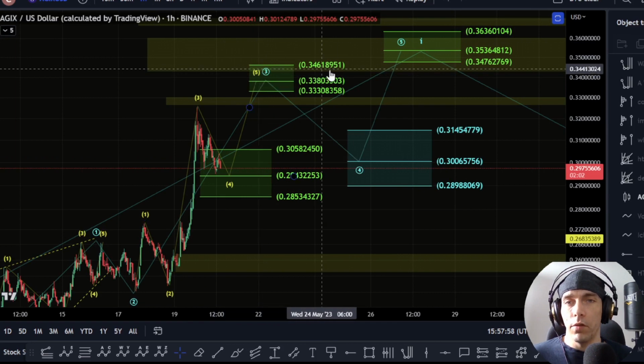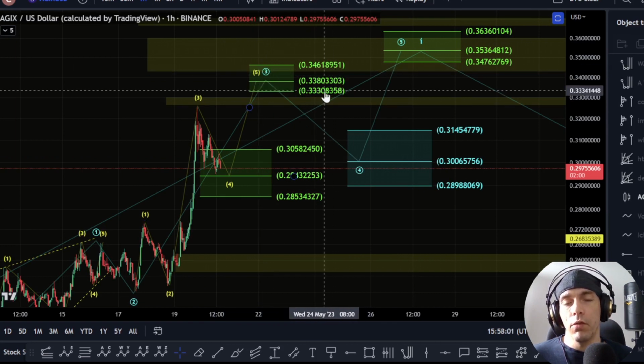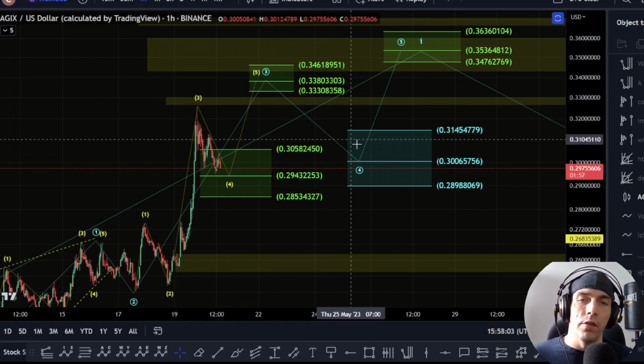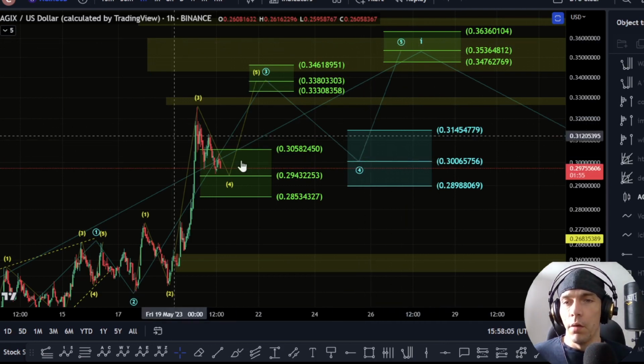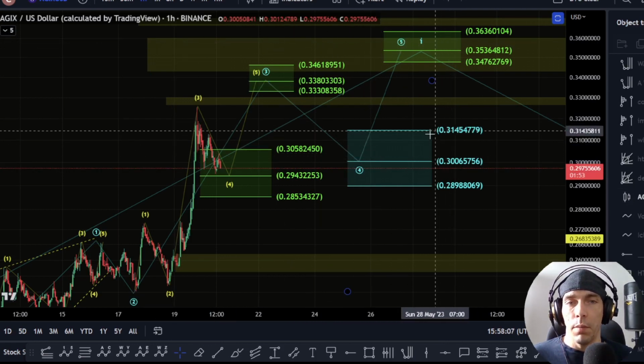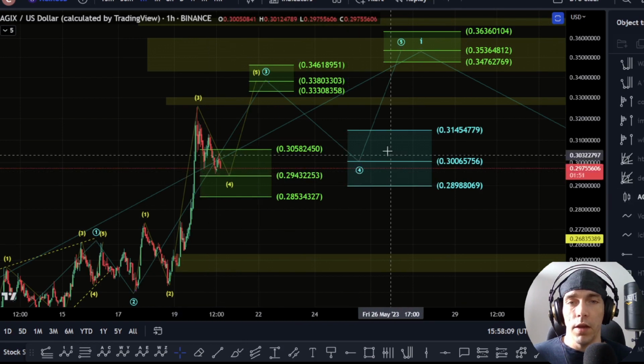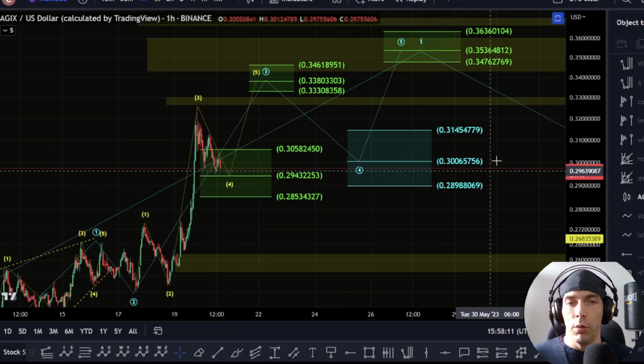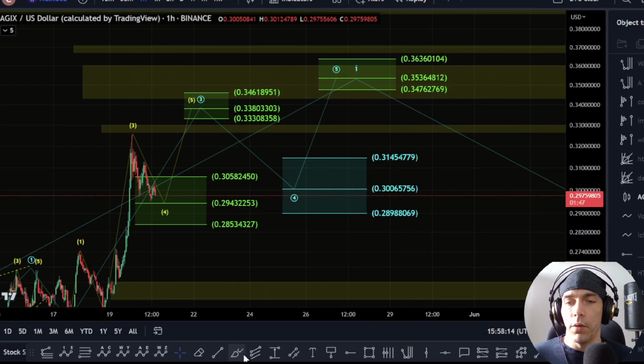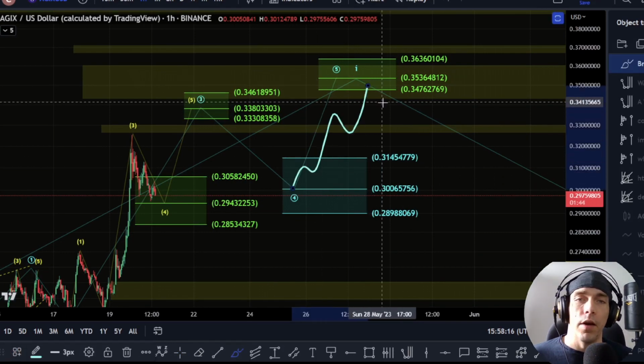If we do push up here towards this 3461 to this 3330, what we could then find is an additional fourth and a fifth to the upside. The fourth wave target would actually be looking to come back down here into this previous fourth wave zone between this 3145 to this 2898, and then we would be looking for that continuation to the upside in a 5-wave move.